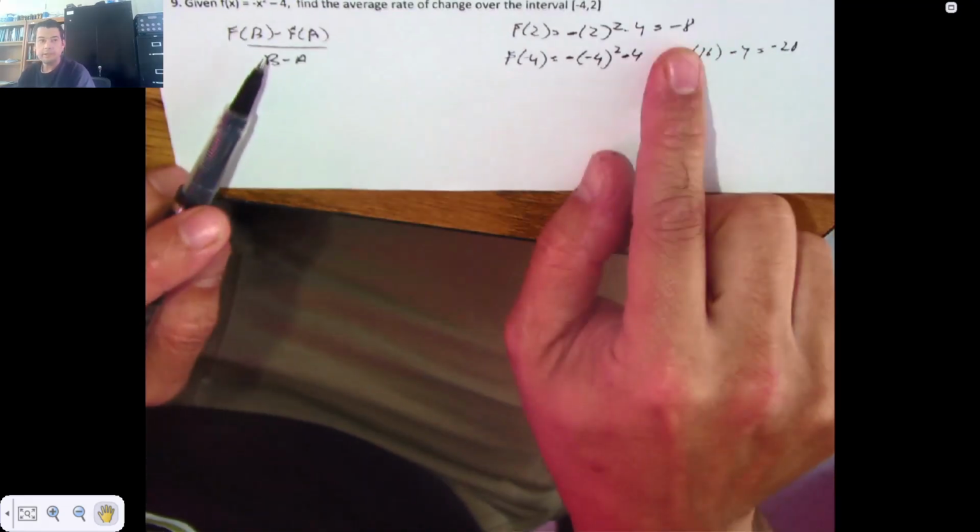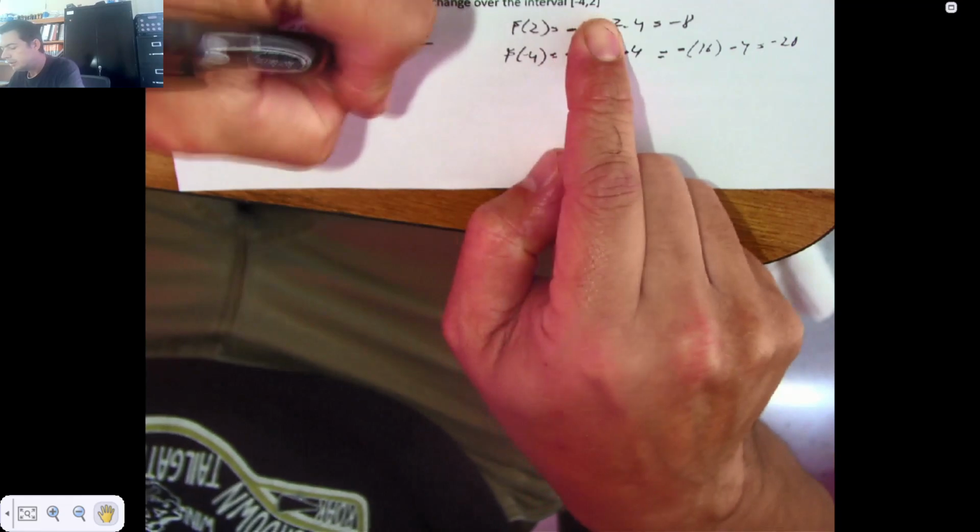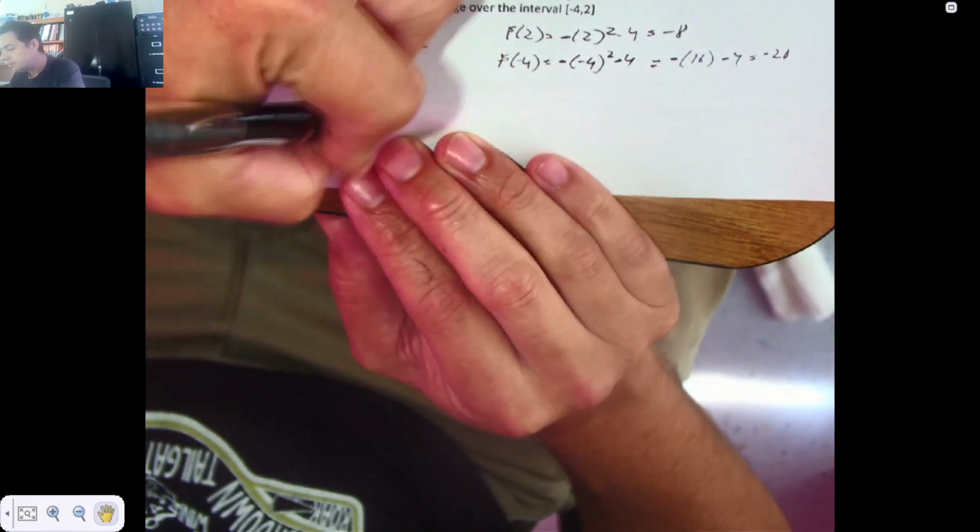And I'm going to plug those numbers in right here. F of b ended up being negative 8. I'm taking away f of a, which was negative 20. And I'm sitting pretty over b minus a, 2 minus a negative 4. Negative 8 minus negative 20 is 12. 2 minus negative 4 is 6. This ends up being 2.